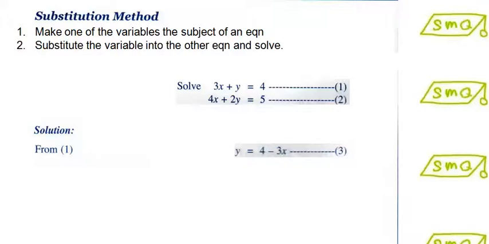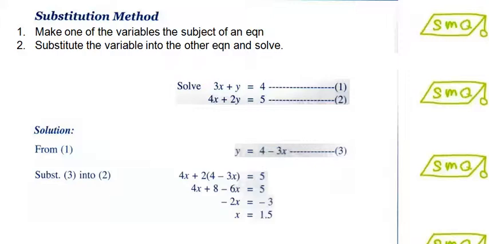Next, we substitute the variable into the other equation and solve. In this case, we substitute the equation we got for y into equation 2 and we solve for x, which we'll get 1.5.